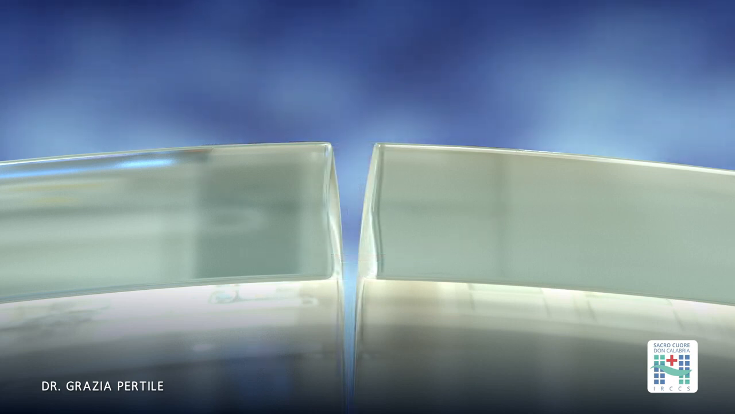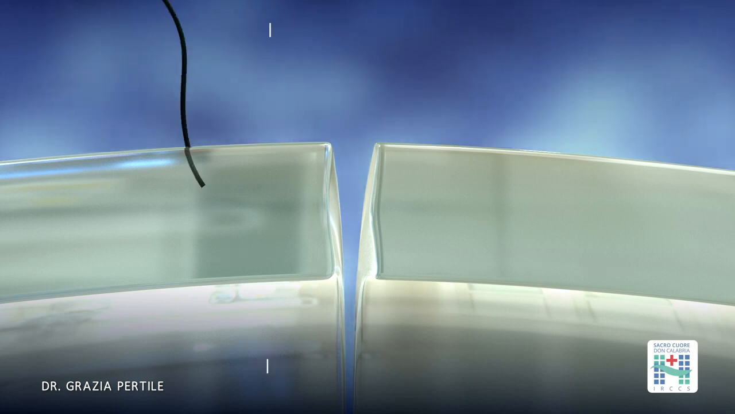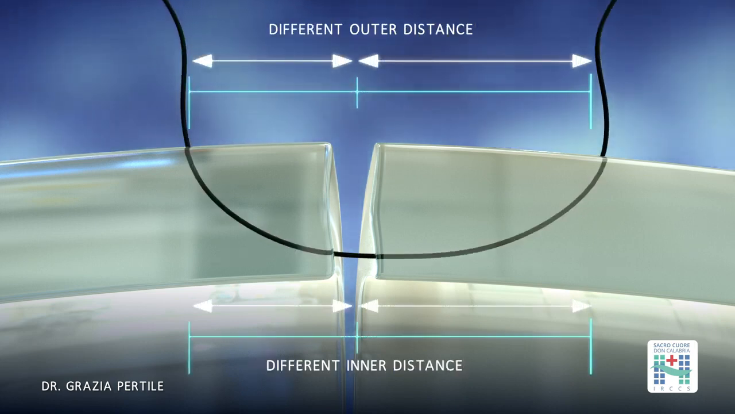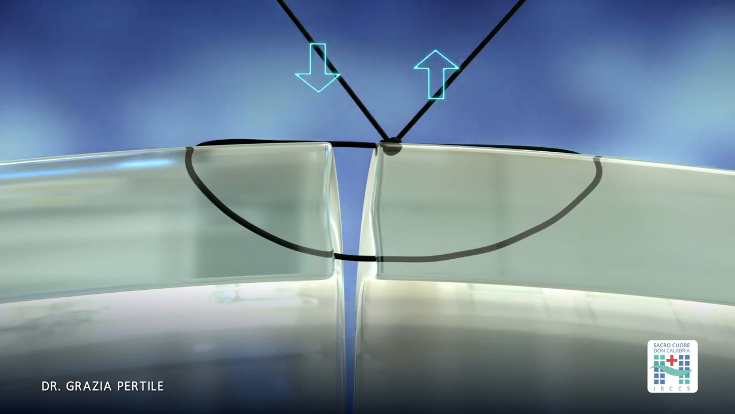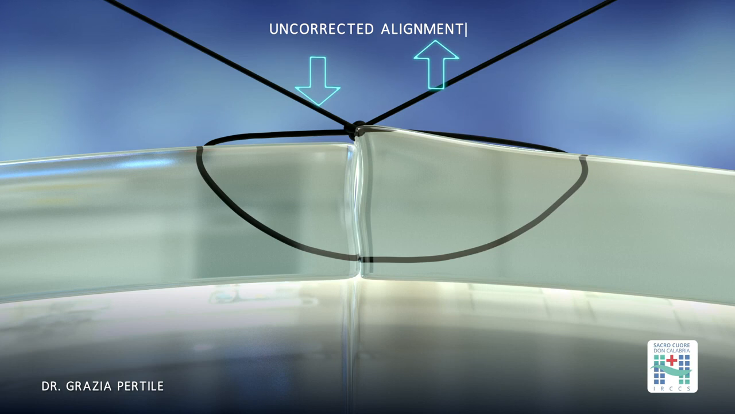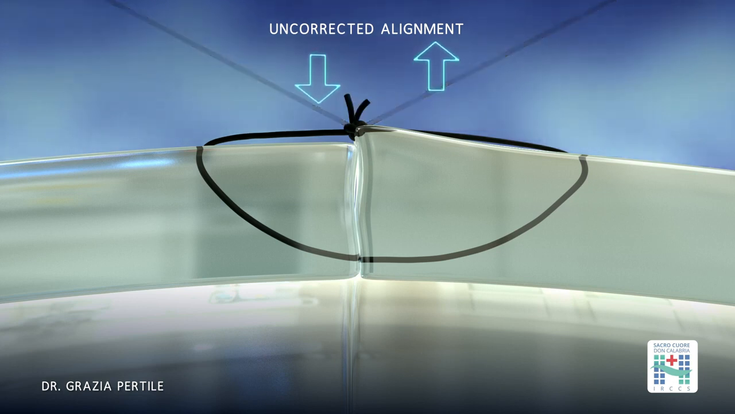For a laceration perpendicular to the corneal surface, the bites look symmetrical whether viewed from the inner or outer perspectives. If one side is longer than the other, the longer side exerts greater tension and tends to cause the margin to override.